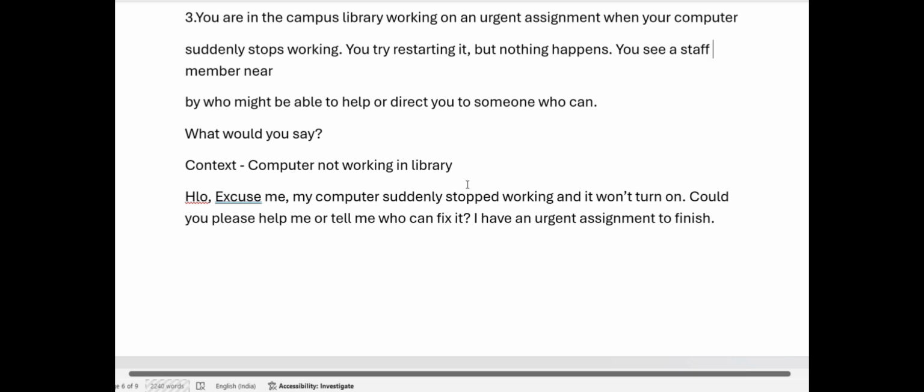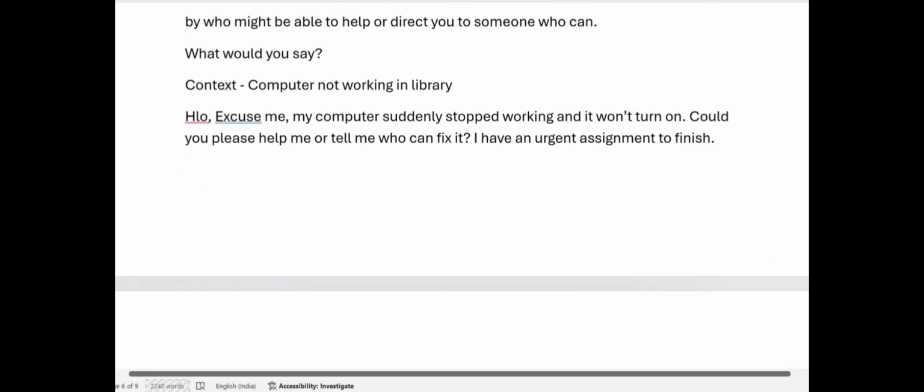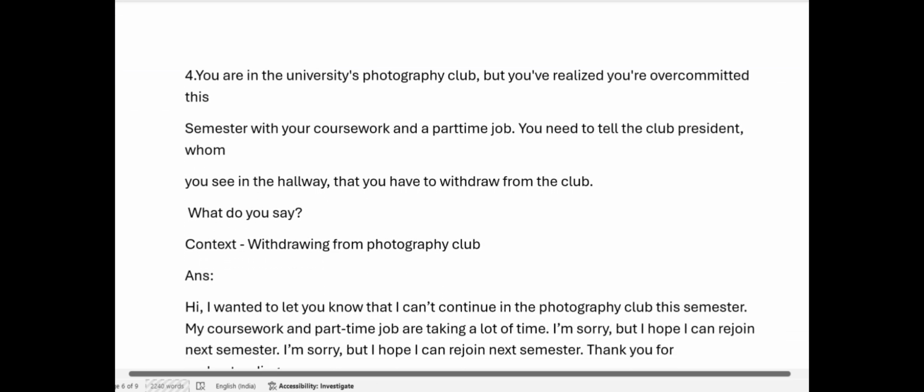Question 4. You are in the university's photography club and you have realized you are overcommitted this semester with your coursework and a part-time job. You need to tell the club president, whom you see in the hallway, that you have to withdraw from the club. What do you say? Context again: withdrawing from photography club.